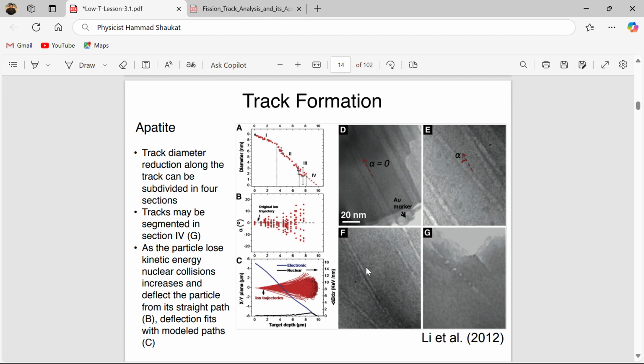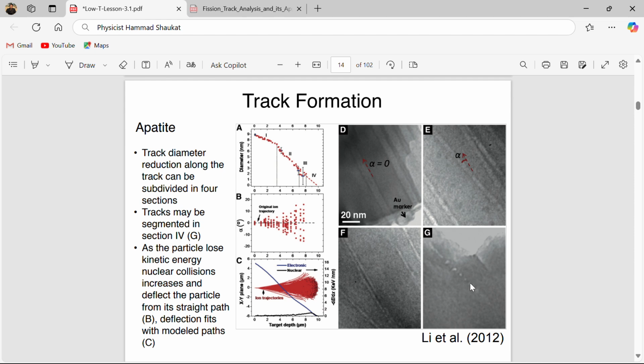So this is how the 20 nanometer track structure of the apatite looks, and basically the track diameter reduces along the track. The track can be subdivided into four sections. Okay, you can see this.